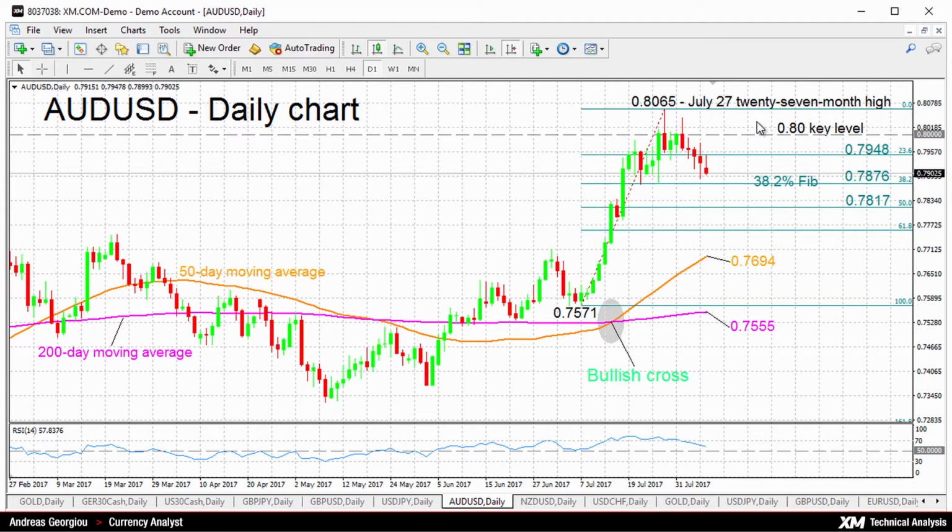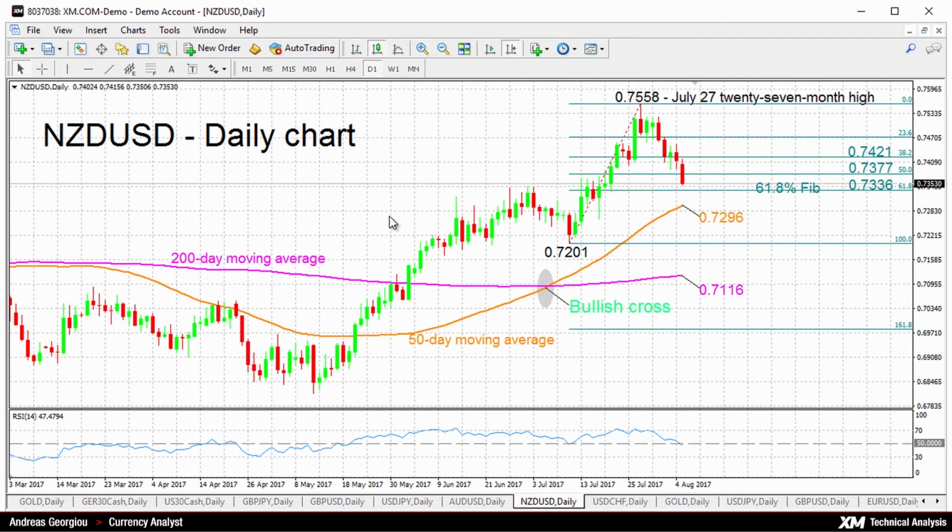In terms of the medium-term picture, it is predominantly bullish, with the price comfortably above both the 50 and 200-day moving average lines, while the pair also recorded a bullish cross, otherwise known as a golden cross, in mid-July when the 50-day moving average line moved above the 200-day one.